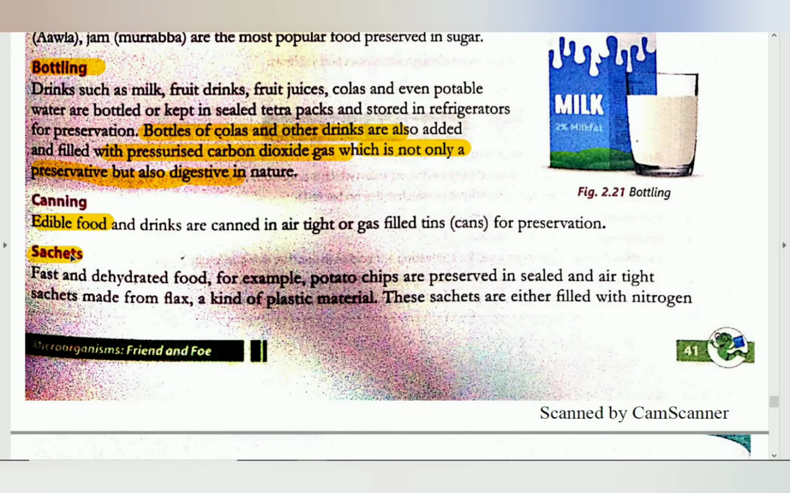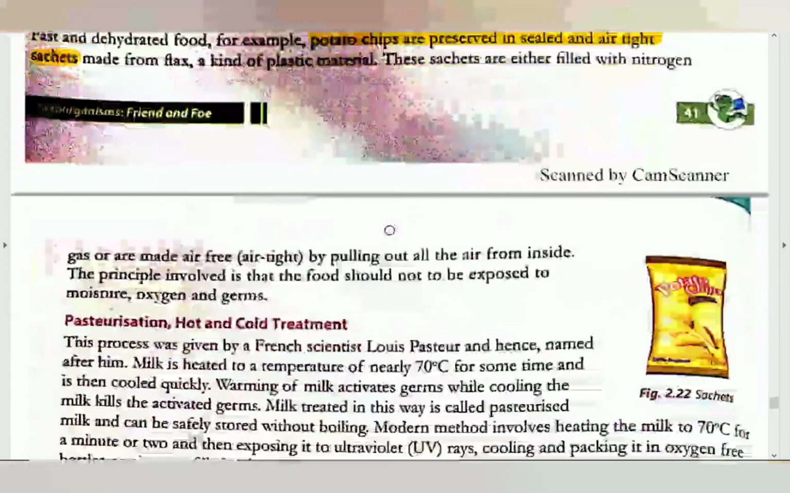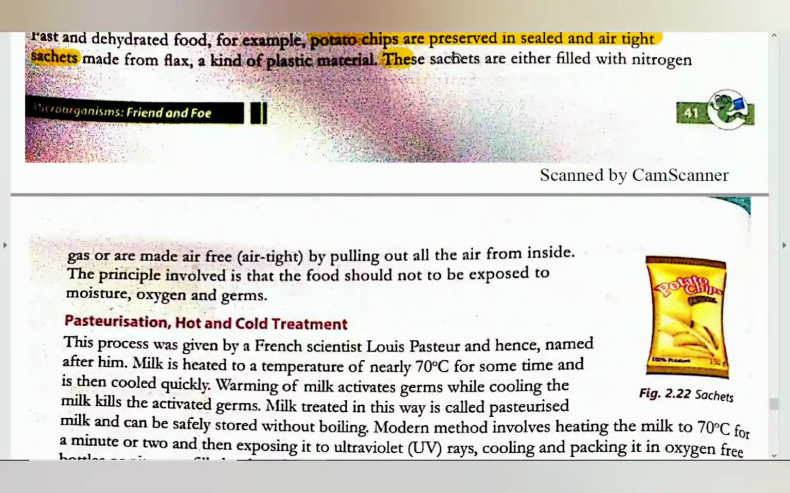Sachet. As you have seen the sachets of kurkure or potato chips. Alright, these are the methods for preservation of the food. So potato chips are preserved in sealed and airtight sachets. These sachets are generally filled with nitrogen gas, due to which the food isn't exposed to moisture, oxygen and germs.